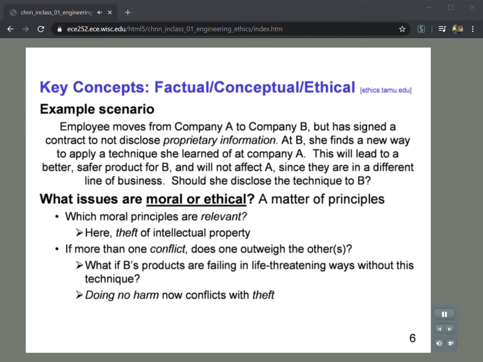It does change it dramatically because another ethical principle comes into play. Many of us would like to think that there's an ethical principle that could be summarized as doing no harm. We should do whatever we can to create products that will not harm their users to the extent that that's possible. So we have a doing no harm principle and we have a theft principle, and the two of them now conflict.